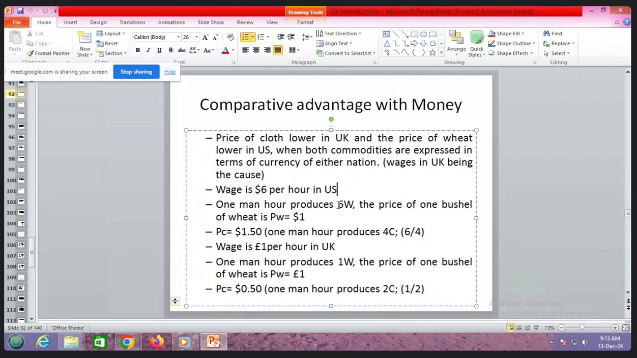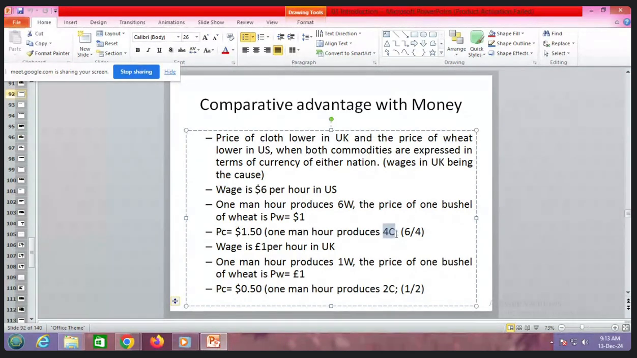Now, if US is producing 6 wheat per hour, so 1 man hour produces 6 wheat, then the price of 1 bushel of wheat will become 6 by 6. Is it not? So, in 1 hour, if 6 bushels of wheat are being produced, and for 1 hour the wage is $6, then the price of wheat in US becomes $1. Is this clear?